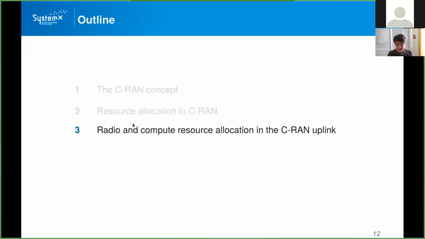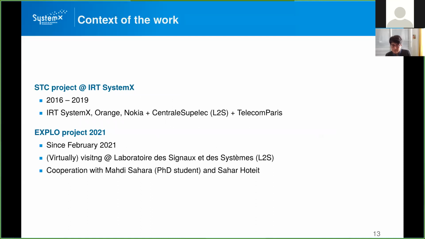So this was a very high-level overview of the problem of resource allocation, and now I'm moving to problems that we considered at the Institute, and I'm going to give you a little bit of context for this work. There was a project that lasted between 2016 and 2019 at SystemX. This project was called STC and involved SystemX, and then Orange, Nokia, and then CentraleSupélec and Telecom Paris. There was a PhD thesis supervised by Maklouf and co-directed by Maklouf and somebody at Telecom Paris in this project. I arrived at SystemX mid-2019, so I just had the chance to participate in this project during the final leg.